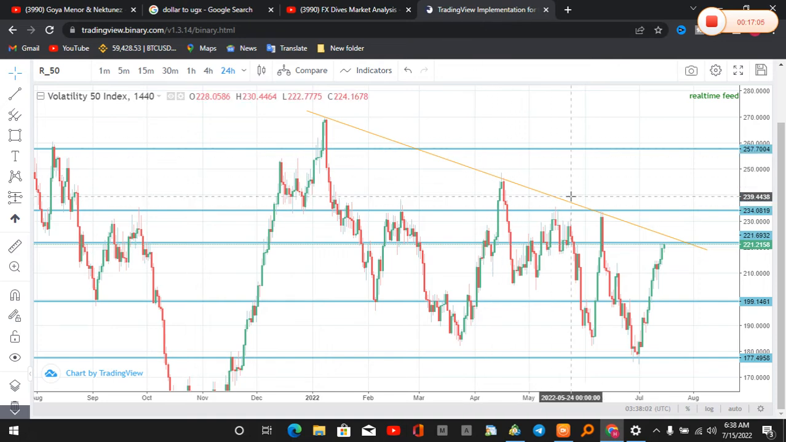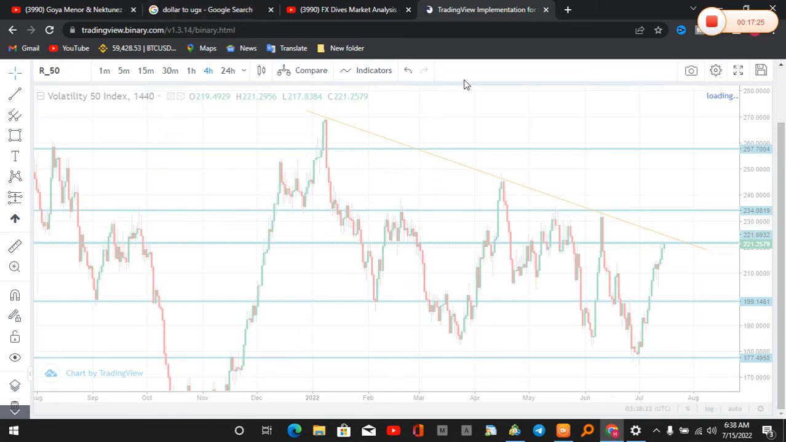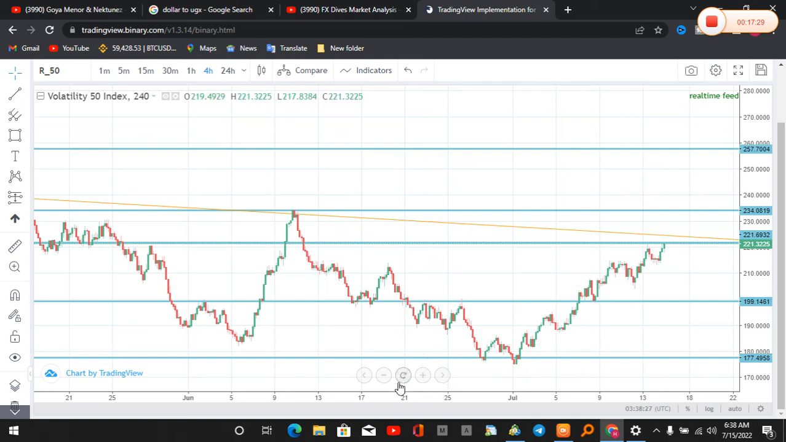So what does this mean? At this particular level, we have a lot of sellers. When you reach the bottom of the level, we have buyers. When you go to the top of the level, we always expect sellers to jump into the market. So let's scale down to our 4-hour time frame and see what is there.